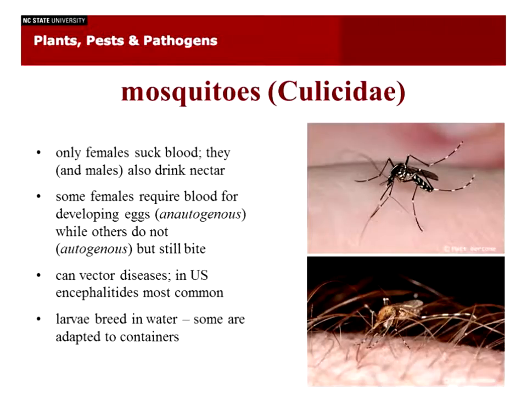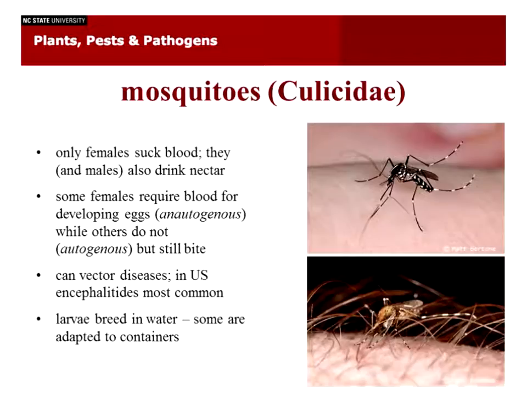Now, it's only the females that suck blood, but the females and males will also take nectar from flowers. The nectar is kind of a high-energy resource to fly, and the blood is used for developing eggs. Speaking of that, some females do require blood for the development of eggs. This is called anautogenous, while others do not. The others are called autogenous, which means they can automatically produce eggs, and then they feed on blood to be able to develop next broods of eggs.